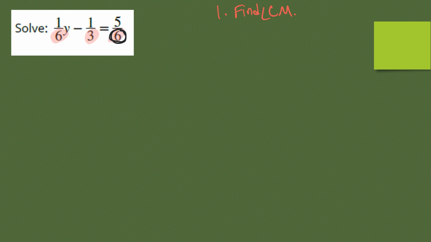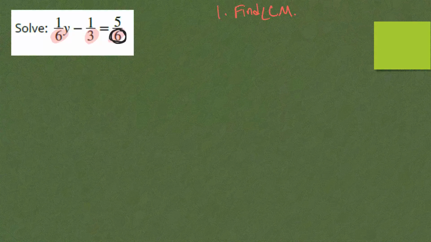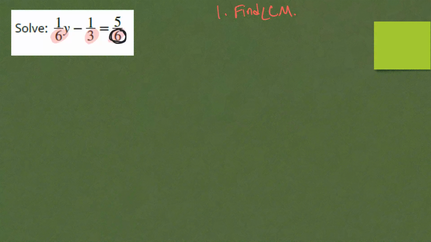And see if the other number will go into that one. So you ask yourself, will 3 go into 6? Of course, the answer is yes. 3 goes into 6 2 times. And then 6 always goes into itself. Any number always goes into itself once. So the least common multiple of 3 and 6 is 6.